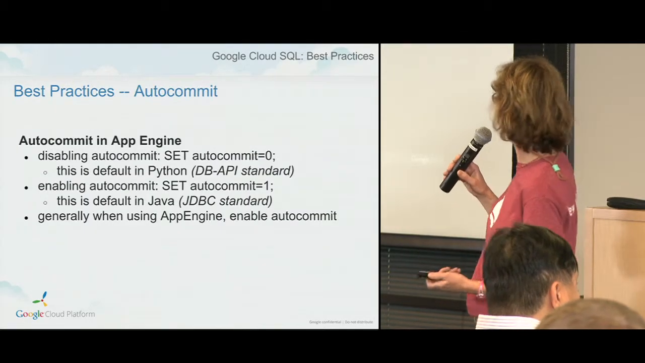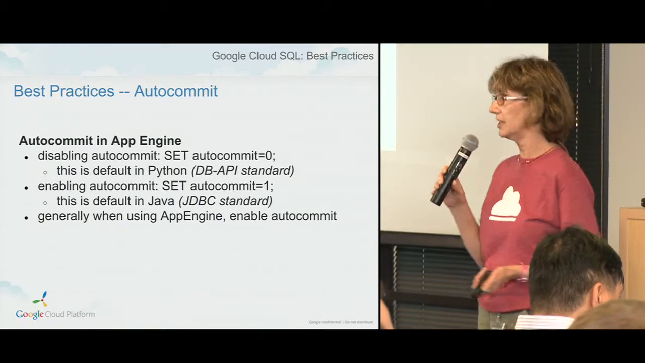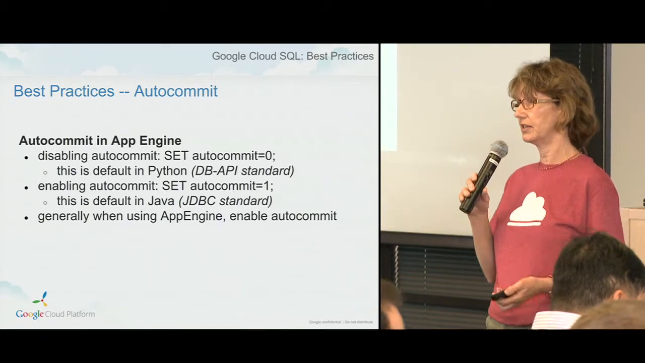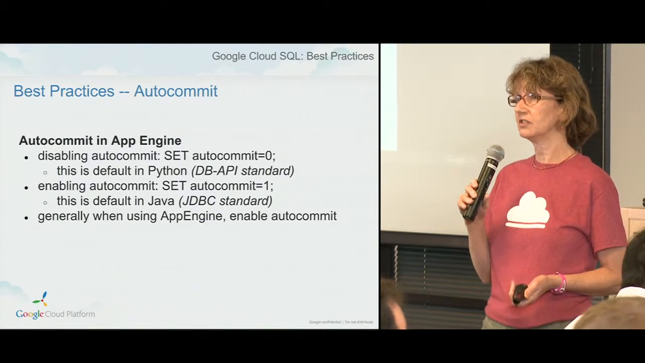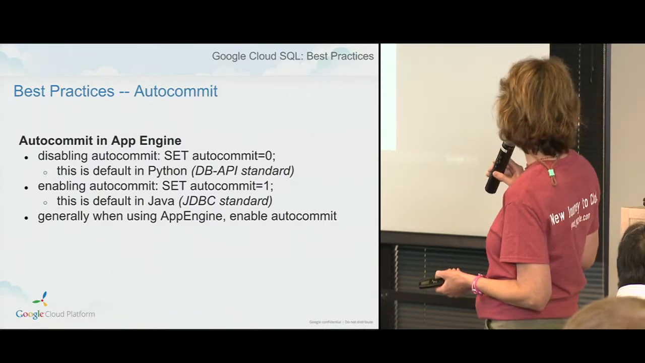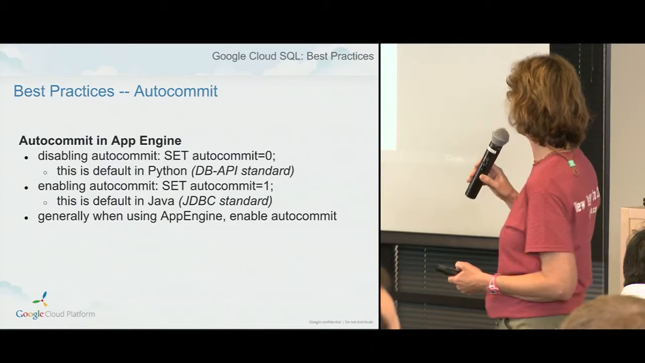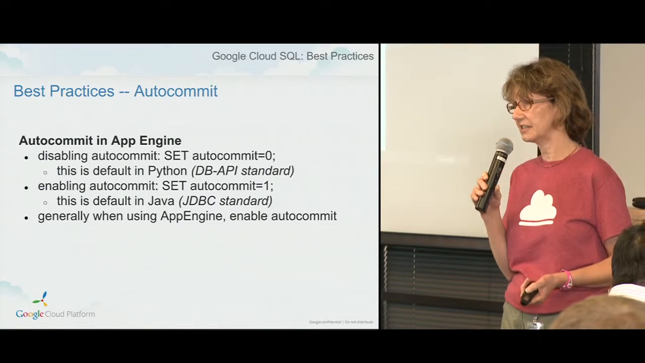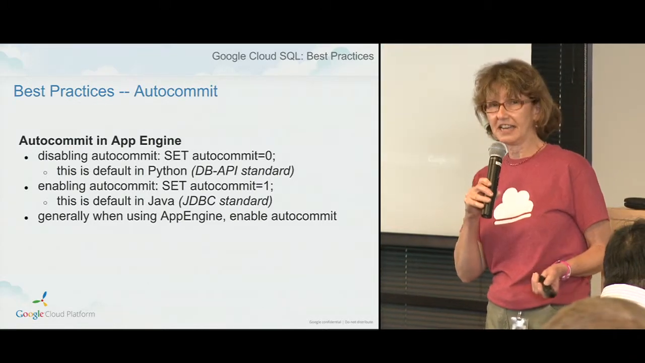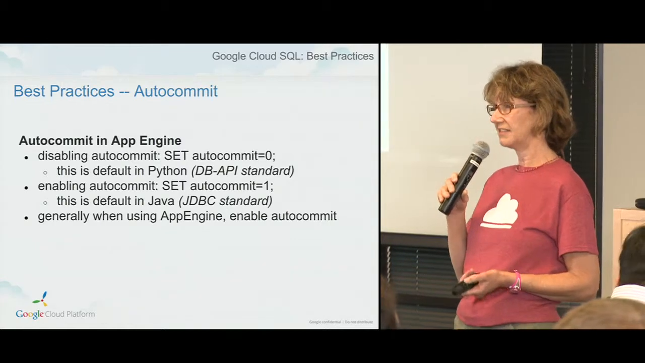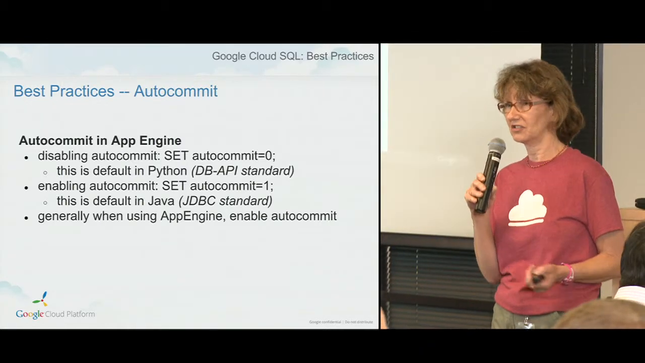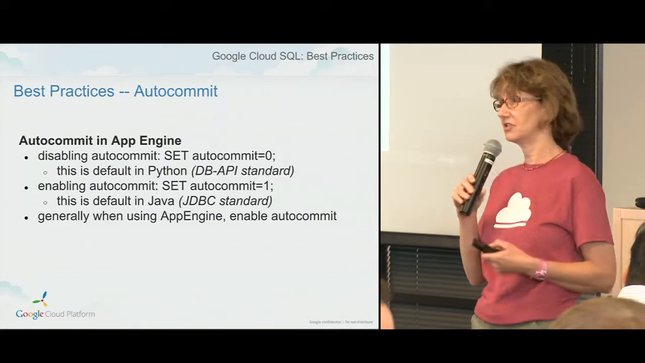And we recommend, if you're using App Engine, to enable auto commit for the database transactions. It's the default in Java. It's not the default in Python in the DB API. It's also one of those things that, if you forget to commit your transaction and the data doesn't get saved, you can spend hours, days debugging your problem, and it's just because you forgot to auto commit. So it's just a recommendation by some of our software engineers. Save yourself some headache and enable auto commit.